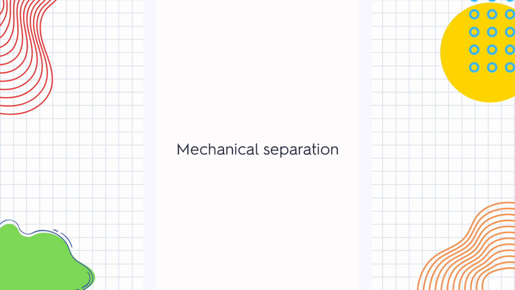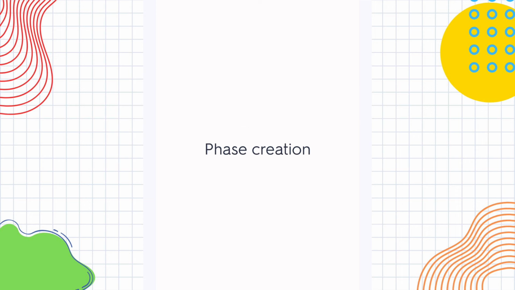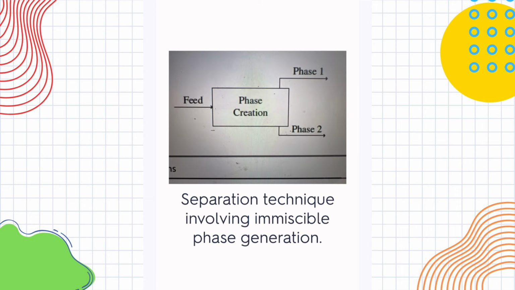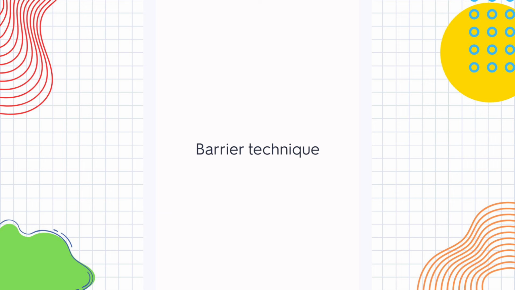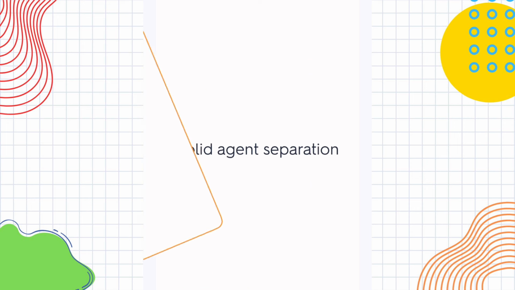Mechanical separation. Initial phase separation based on gravity or centrifugal force. Phase creation. Separation technique involving immiscible phase generation. Barrier technique. Method restricting movement of certain species for separation.